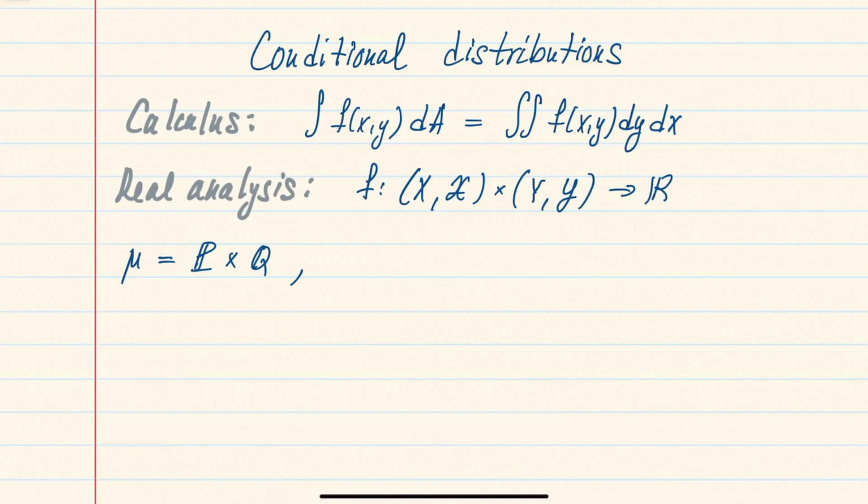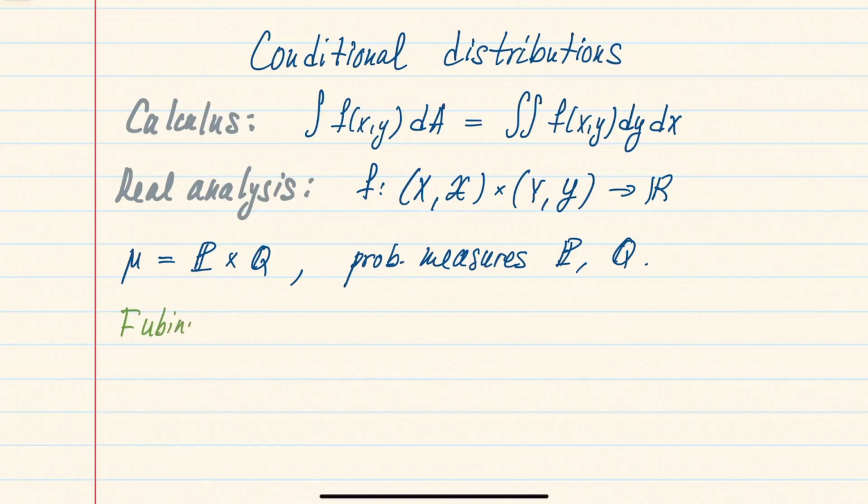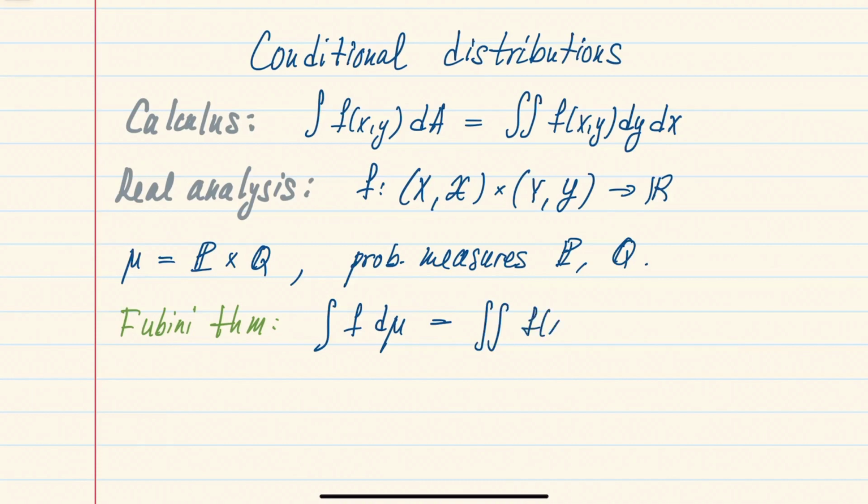Now, in this case, let me just focus on the case of probability measures. So here, I will assume that p and q are probability measures. And then the Fubini theorem in this case is, of course, the statement similar to the above, that the integral of a measurable function f on this product space with respect to this product measure mu can be written as a double integral, where you integrate this function with respect to the second coordinate, and then you integrate the result with respect to the first coordinate.